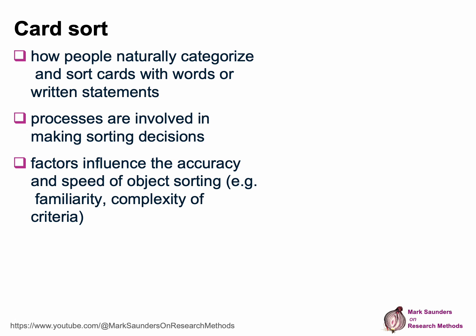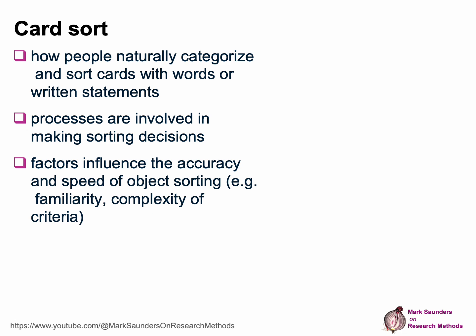And so the card sort actually looks at how people naturally categorise and sort cards of words and written statements on them. So it can be quite varied in terms of what you actually put on the cards. And for the processes that are involved in making these decisions, we can ask questions in a subsequent interview, which could flow directly on from the sorting, or we can ask them to describe the processes that they're actually undertaking in the sort. And again, as before, there are going to be factors that influence the accuracy and the speed of object sorting, and we can look at those as well.